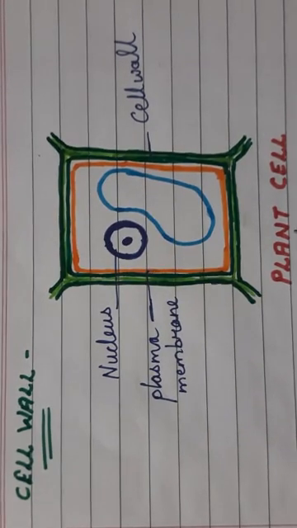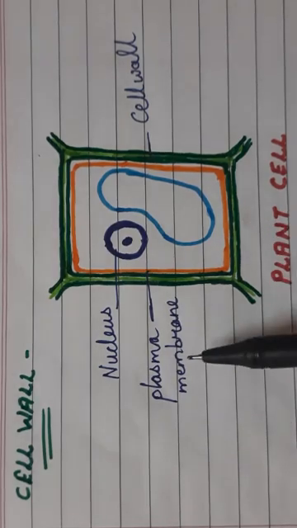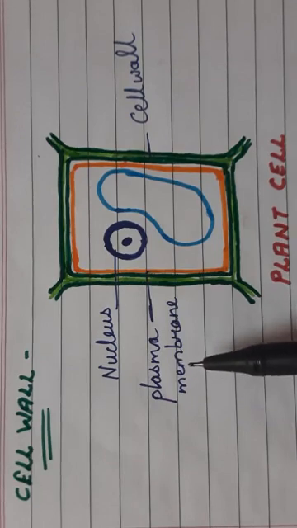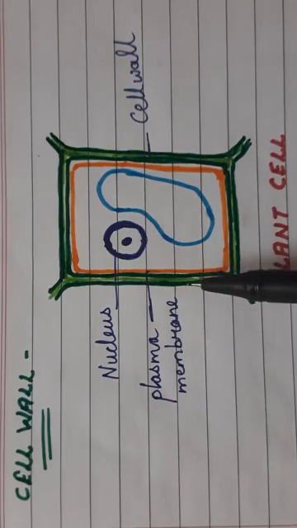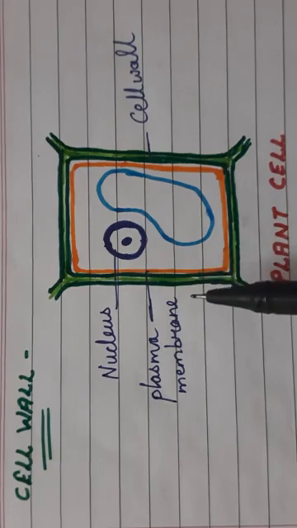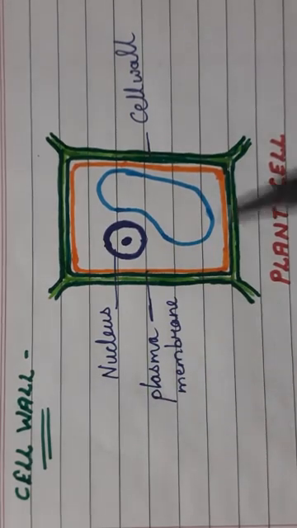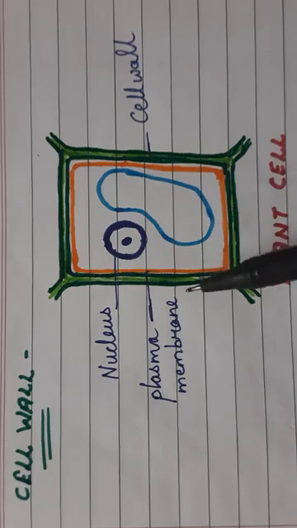Here you can see a plant cell. You have already studied about the plasma membrane. What is the plasma membrane? The plasma membrane is the outermost covering of the cell. Okay, and plasma membrane is found in both the plant cell as well as the animal cell. But the cell wall is present only in the plant cell. The cell wall is not present in the animal cell. So that means there is an outer rigid covering along with the plasma membrane in a plant cell.